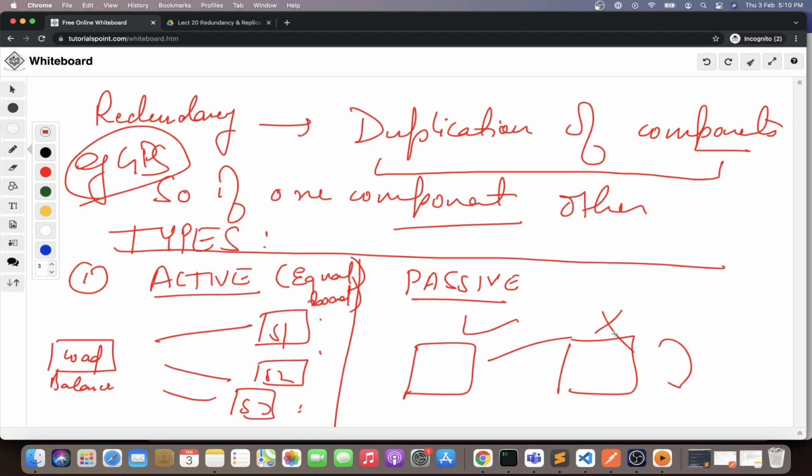So this was all about redundancy. In the next class, we'll talk about replication.